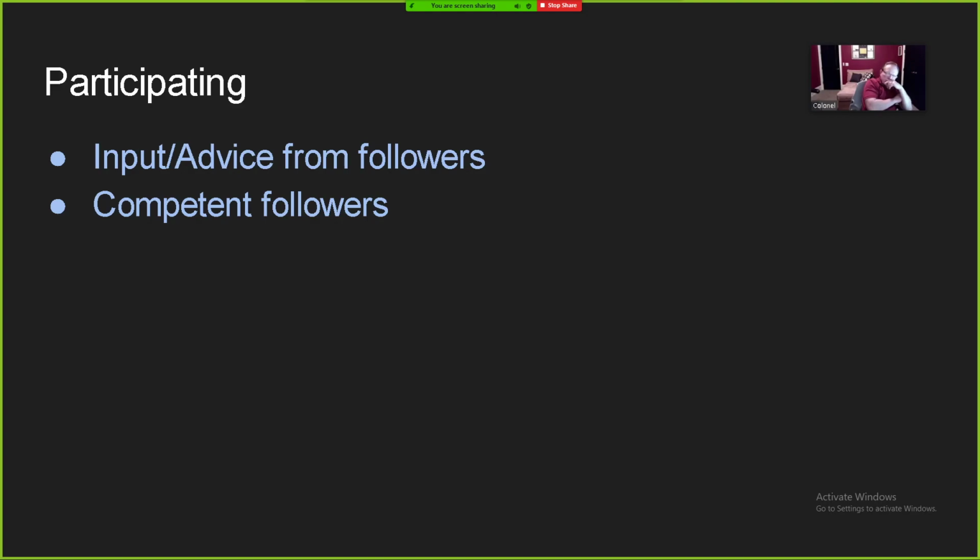The next one is participating. This one is like the democratic leadership style. So you have input and advice from followers that you consider before you make a decision, and it's good for when you have competent followers. So not people that are clueless, but people that have maybe done this before and could contribute some useful ideas.